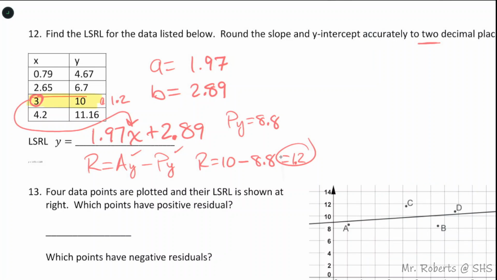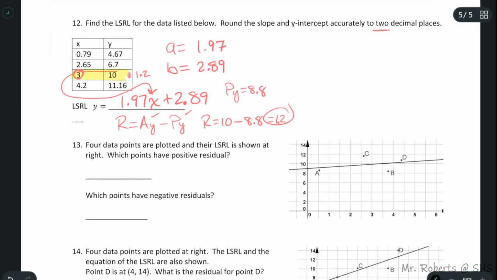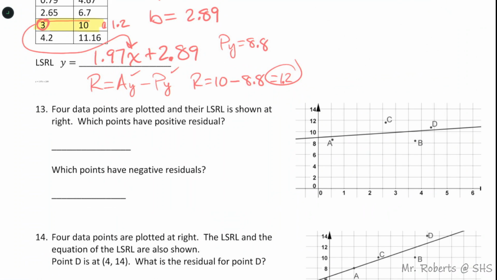It says 4 data points are plotted and their LSRL is shown at right. Which points have positive residuals? Are you kidding me? This was a softball. And actually, softballs hurt. I've been hit by them multiple times. The points that have positive residuals are both C and D. And which points have negative residuals? Well, A has a negative residual, as does B.